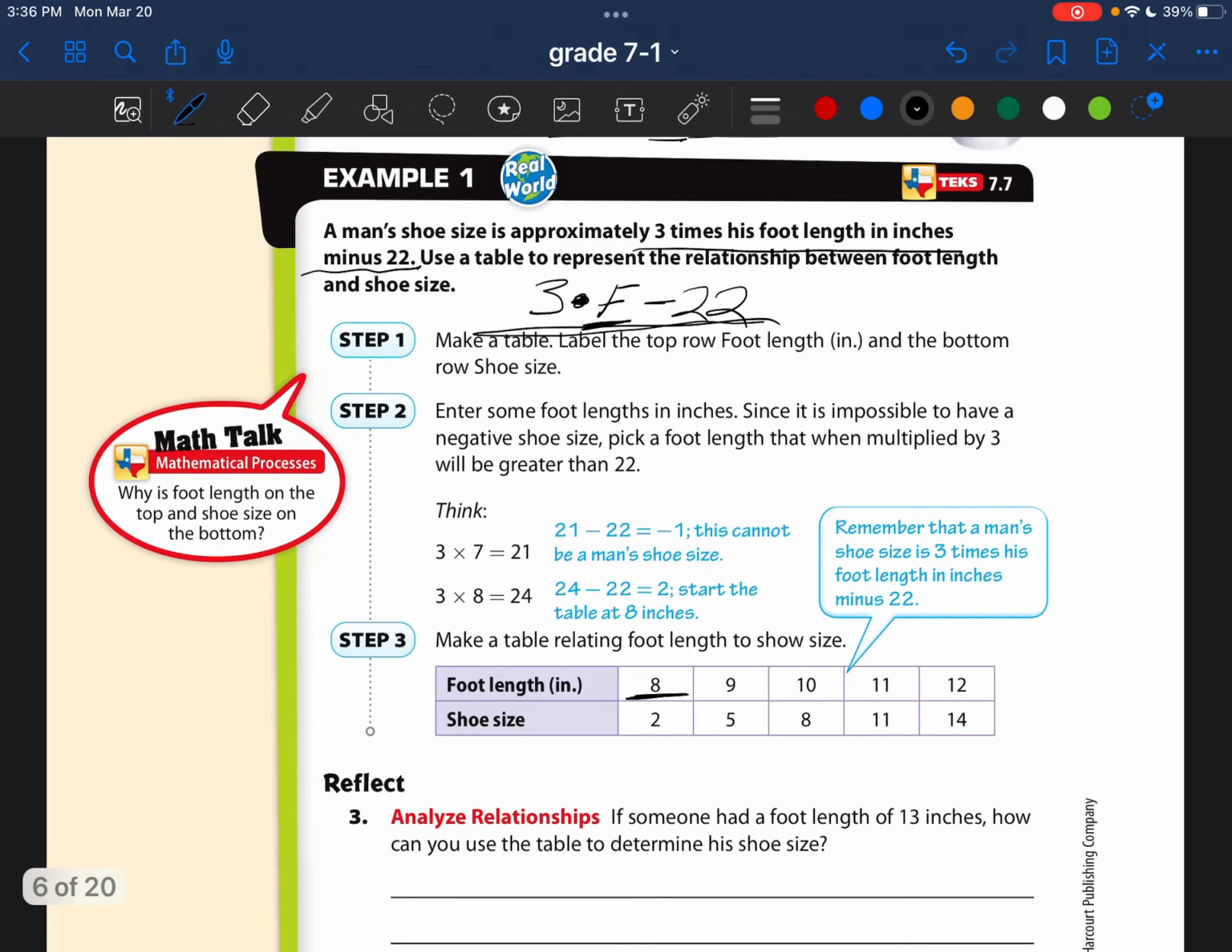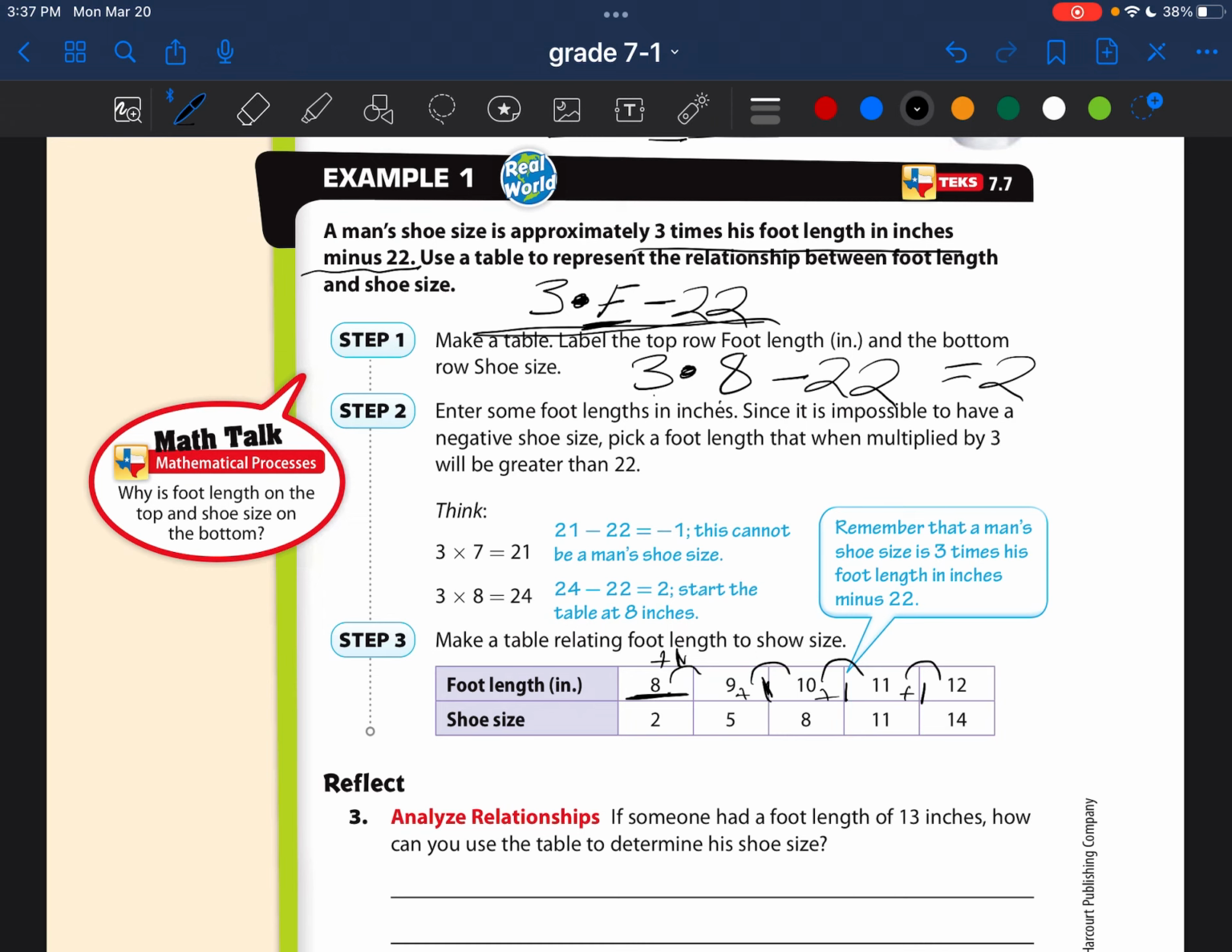For instance, we would do 3 times 8, because that's our first one, minus 22. 3 times 8 minus 22 would end up giving us 2. If we go down here, you can figure out how much you're moving up by. So 8 to 9 is 1, 9 to 10 is 1, 10 to 11 is 1, and 11 to 12 is 1. And we're adding them.